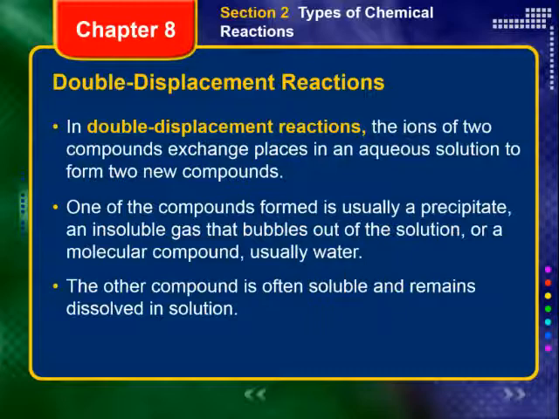In these types of reactions, one of the compounds formed is usually a precipitate or some sort of insoluble gas that bubbles out of the solution, or maybe just a molecular compound like water. Okay, especially when we start dealing with reactions with acids, a lot of times water is going to be one of the products. The other compound is often soluble and remains dissolved in solution. And so what you're taking away from these two bullets is when you have a double displacement reaction, very often one of the products is going to have a state of phase other than aqueous, and the other will still be in aqueous, right? So you got one aqueous and one non-aqueous. Usually, this happens very, very commonly.